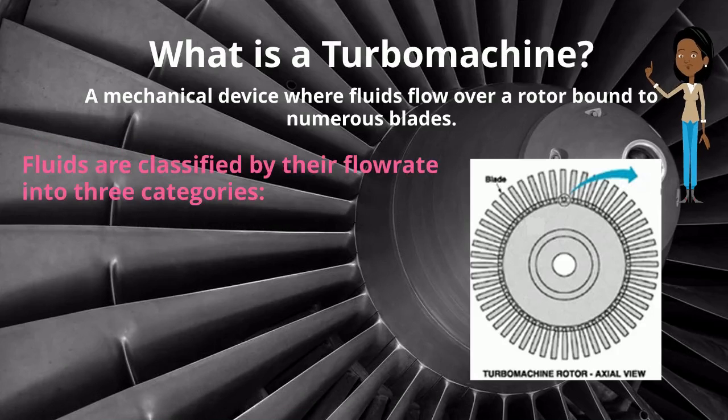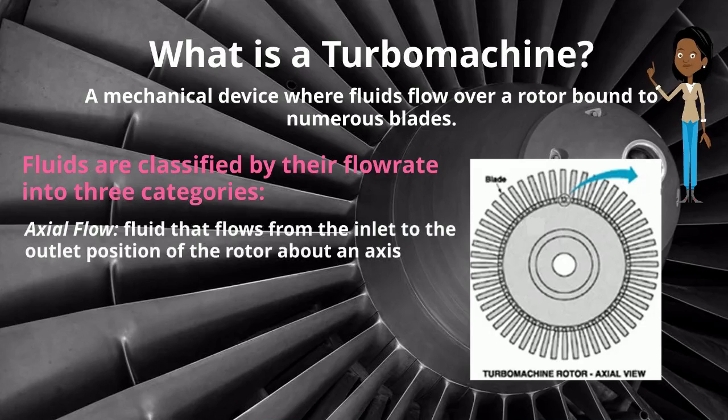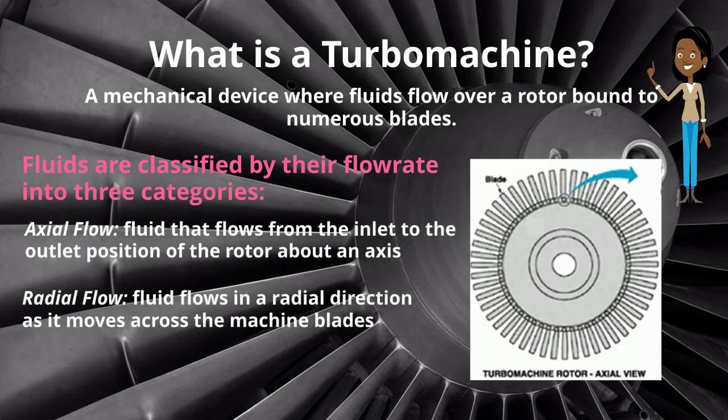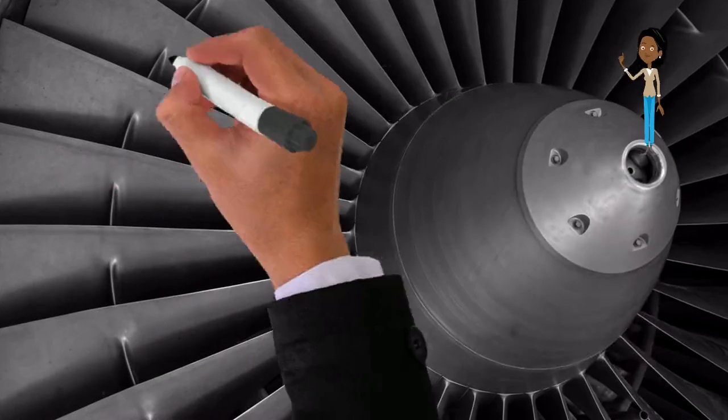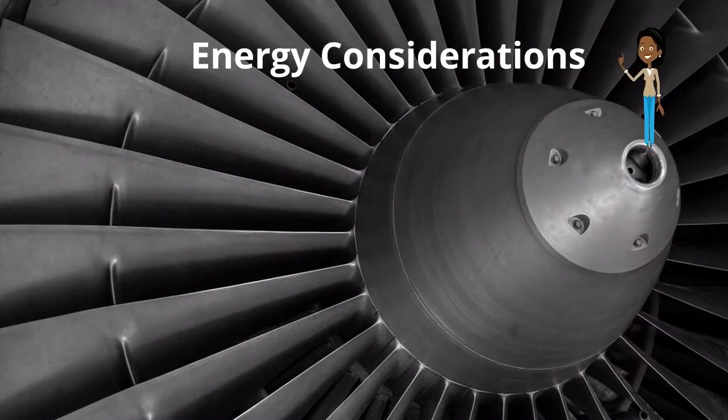The flow rate of these fluids is classified into three categories. The first is axial flow, and this is where the flow follows an axis. And then there's radial flow, where the fluid flows around a radius. And a mixed flow contains both axial and radial flow components. With fluid flow comes energy transfer.